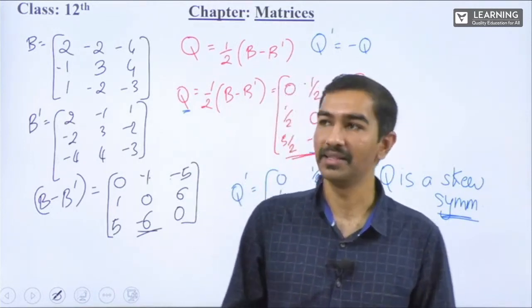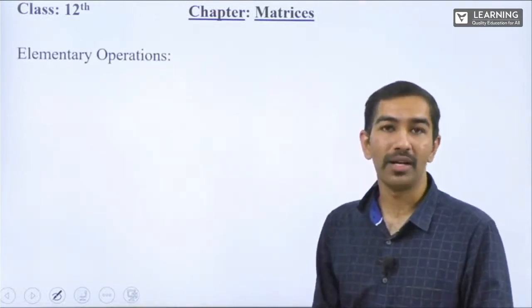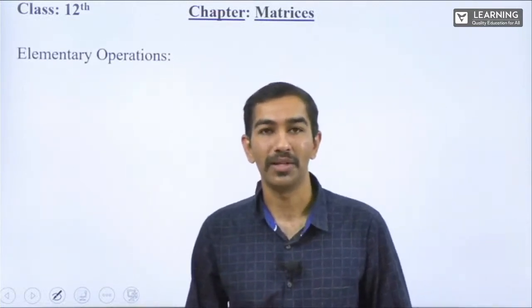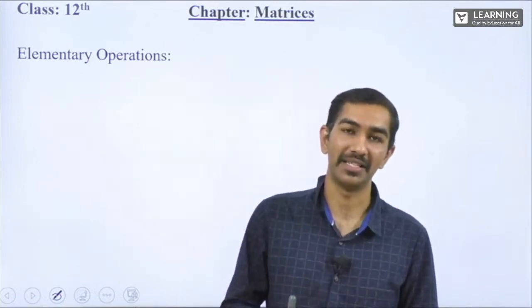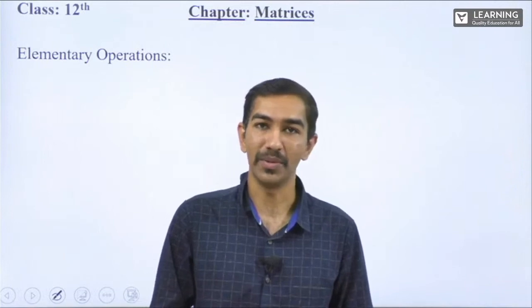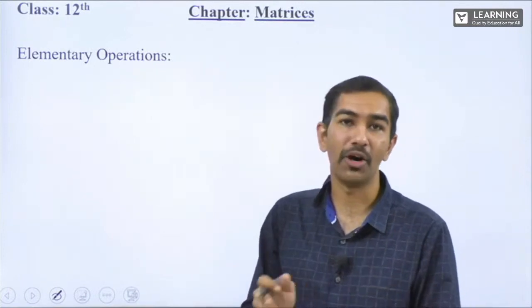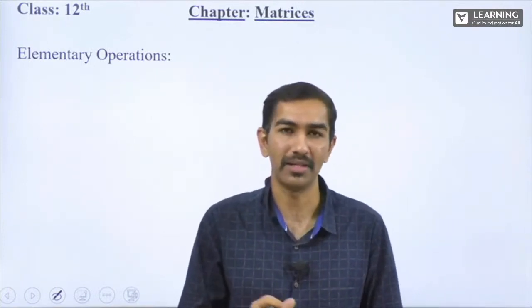Our next topic is elementary operations. We have seen what operations on matrices are. What were the operations on matrices, students? That is addition, subtraction, multiplication, scalar multiplication. So these were the operations on matrices. Here what do we have? Elementary operations, which means column or row operations. So we'll see what elementary operations are.